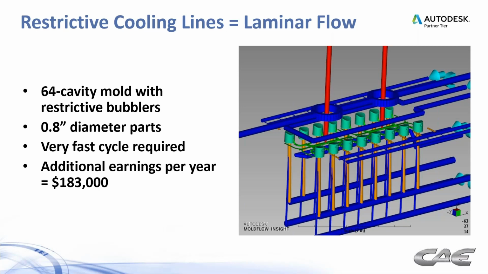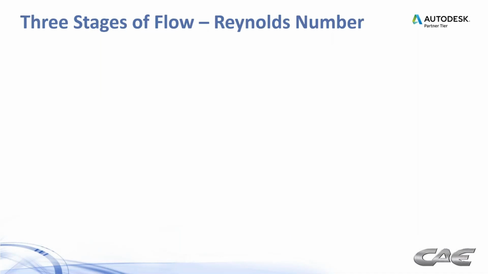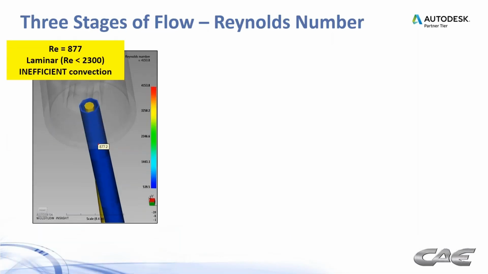By sizing things right, there was a potential on this to improve your earnings by about $183,000. So either buying the software or using us to do analysis pays for itself very quickly. So these are different stages of flow based on the Reynolds number that I mentioned earlier.